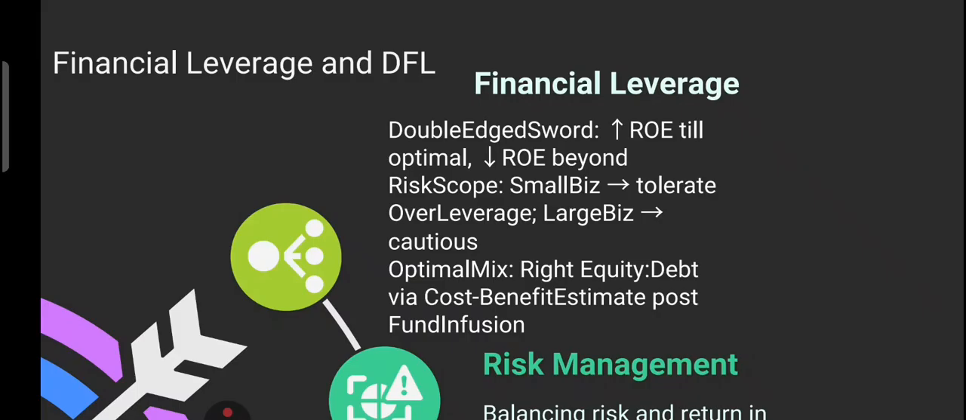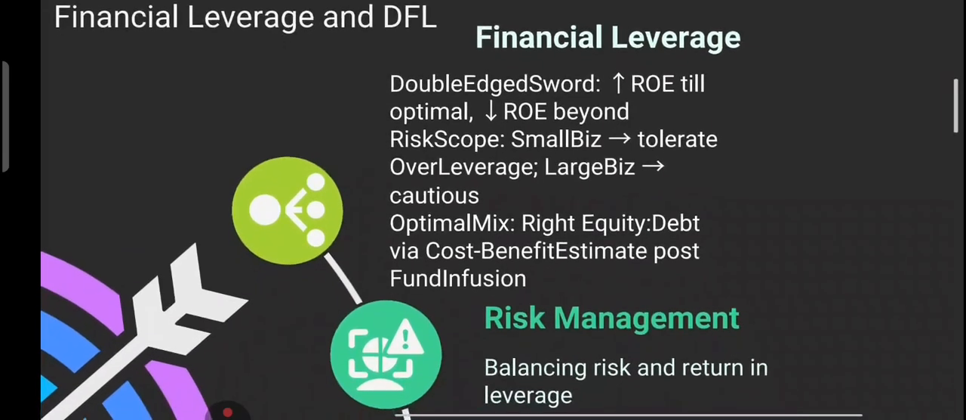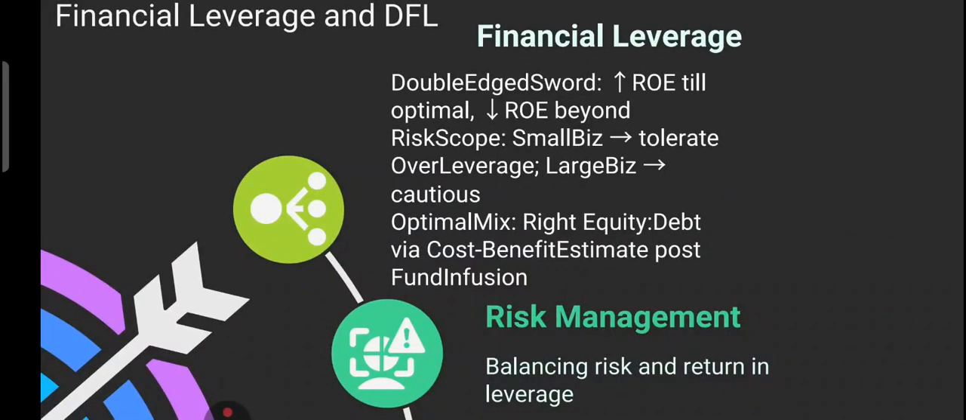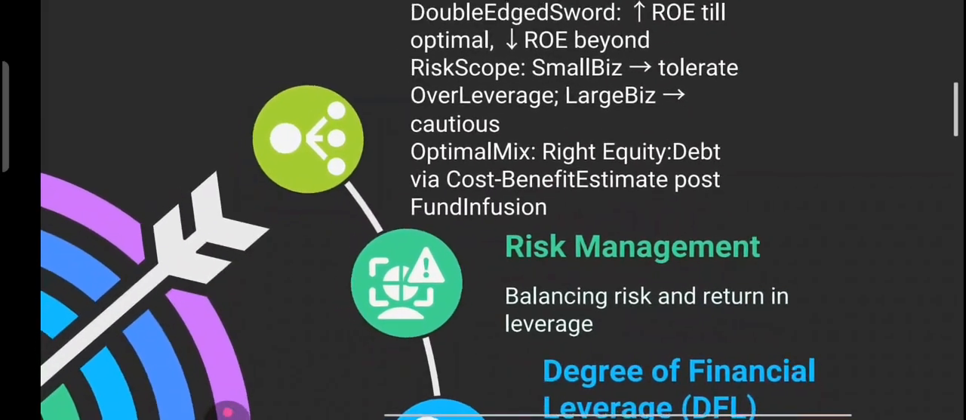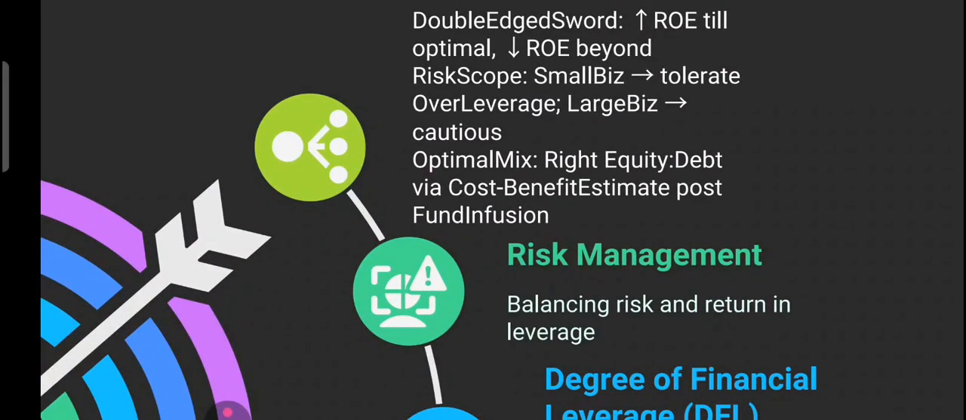ROE means return on equity. It can increase your return on equity if you use it wisely. But if large firms overuse it, it can be dangerous. A small business might tolerate higher leverage, but larger corporations need to treat it cautiously. That is why an optimal mix is required between equity and debt. The goal is to strike the optimal mix between equity and debt, and that is where CBA comes in. What is CBA?